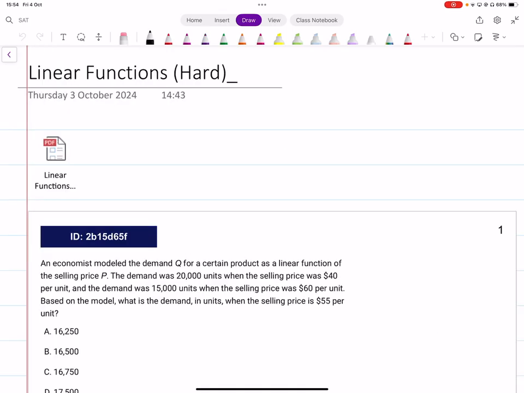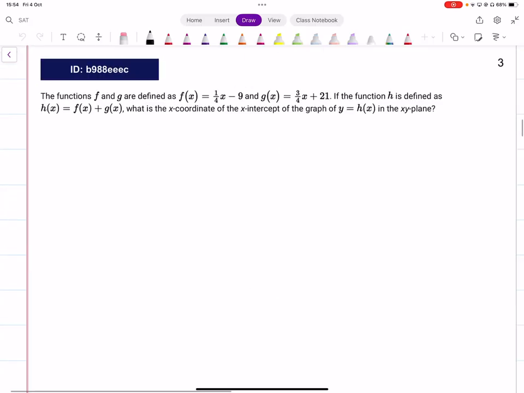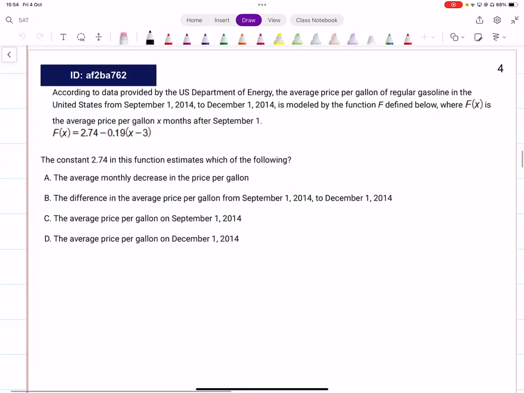All right, so this is the next one. Linear functions, hard questions on linear functions. There are two questions that you've asked from this PDF, questions 4 and 5. According to data provided by the US Energy Information Administration, the constant 2.74 in the function estimates which of the following? Okay, this is the function.